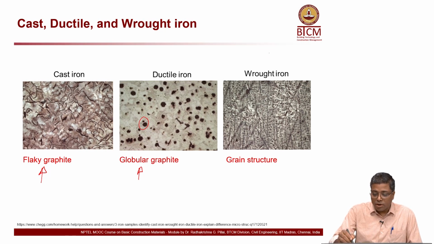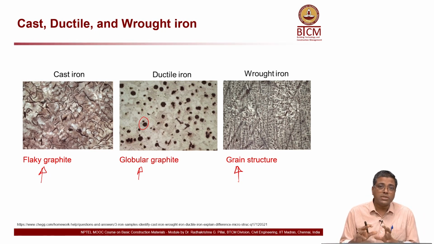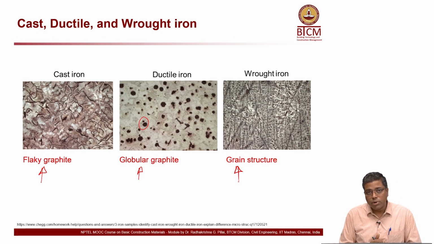Now, another product was wrought iron, which has a grain structure, and it has less carbon than cast iron or ductile iron, but it also has slag present in it. Because of this presence of slag and lower quantity of carbon, it has a strength which is higher than cast iron, but at the same time it is also relatively light because of the presence of slag.